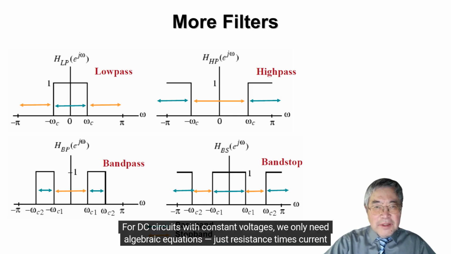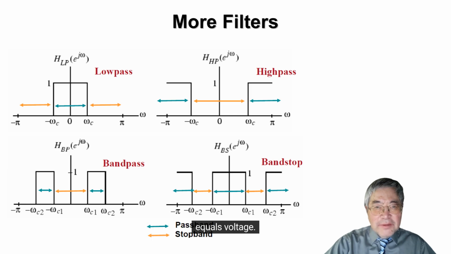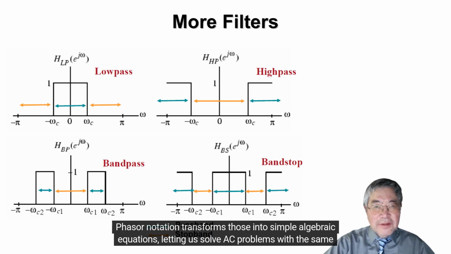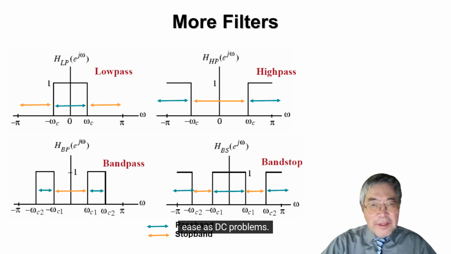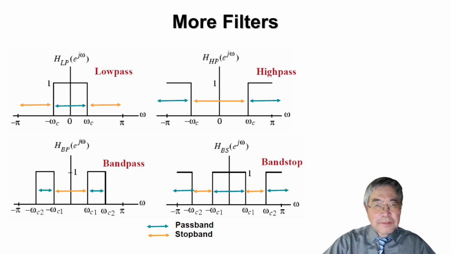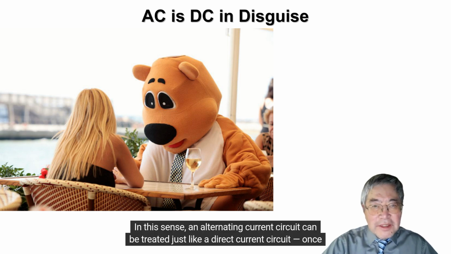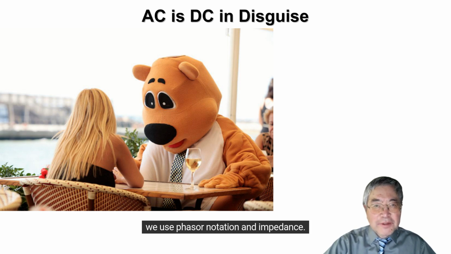For DC circuits with constant voltages, we only need algebraic equations, just resistance times current equals voltage. But with AC signals or sinusoidal sources, the relationships involve derivatives and integrals. Phasor notation transforms those into simple algebraic equations, letting us solve AC problems with the same ease as DC problems. In this sense, an alternating current circuit can be treated just like a direct current circuit, once we use phasor notation and impedance. That's why we say AC is DC in disguise.